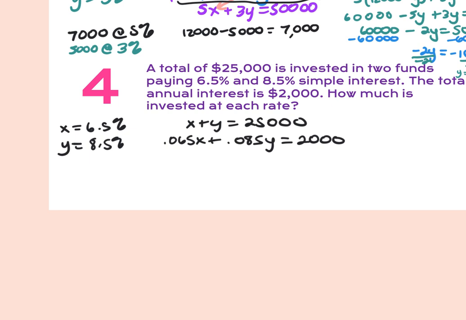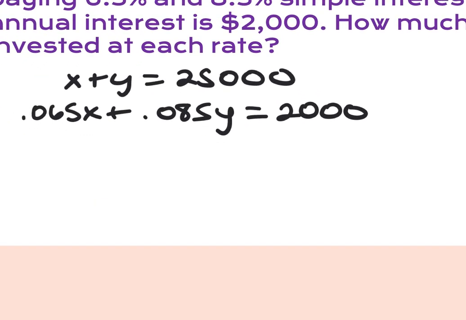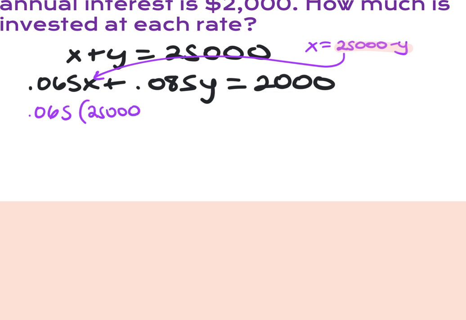I'm going to keep the decimal this time just so that we can practice both ways, but if I wanted to move the decimal, what would I have to multiply by this time? 1,000, right? I'd have to move it 3 places, so it'd have to be 1,000, not 100 like the last time. But I'm going to keep it just so that we can see both. All right, so I'm going to take the top, and it doesn't matter which one I solve for. So let's just say I solve for X. I'm going to say X equals 25,000 minus Y. Then what X equals is going to get plugged in. So 0.065 times (25,000 minus Y) plus 0.085Y equals 2,000.